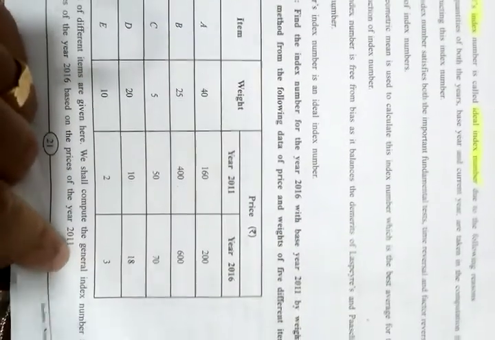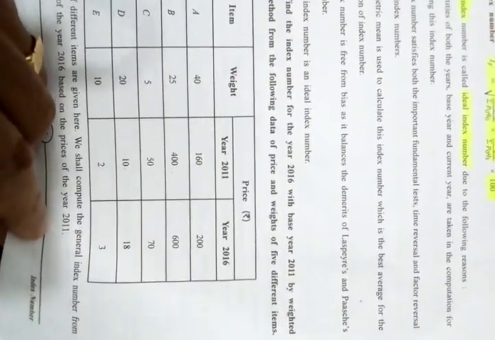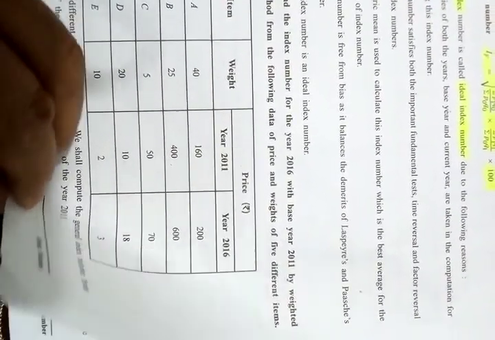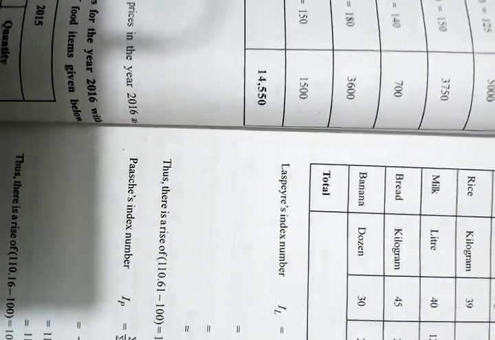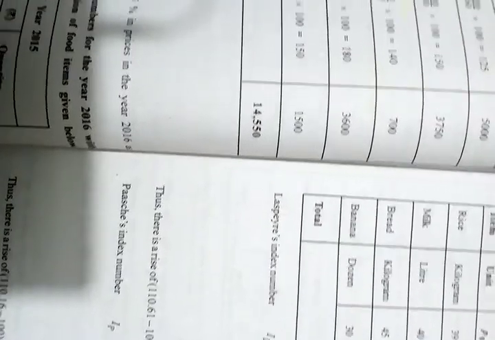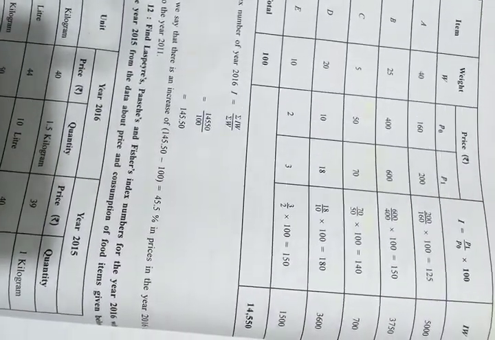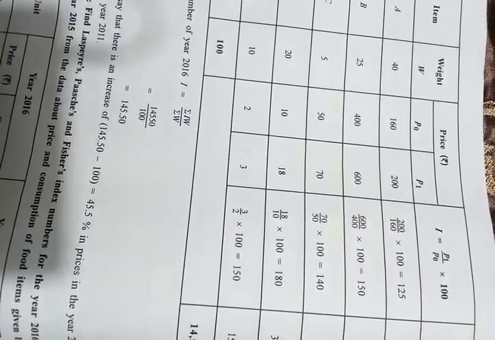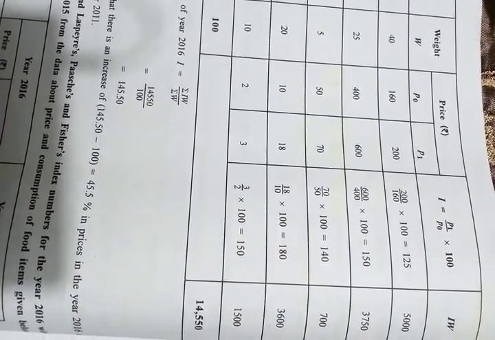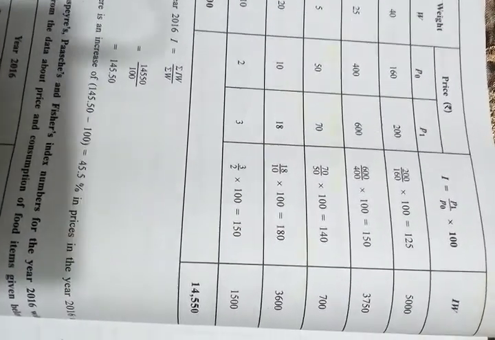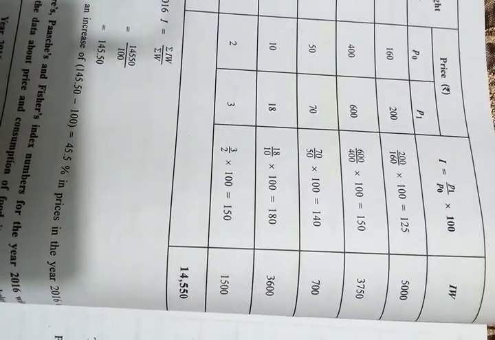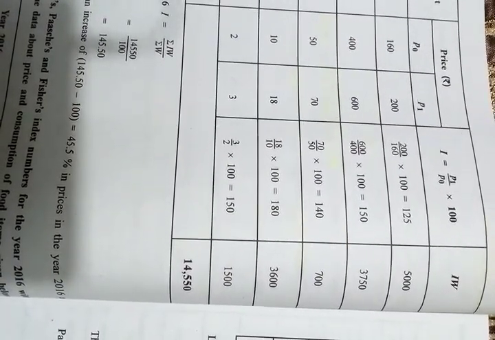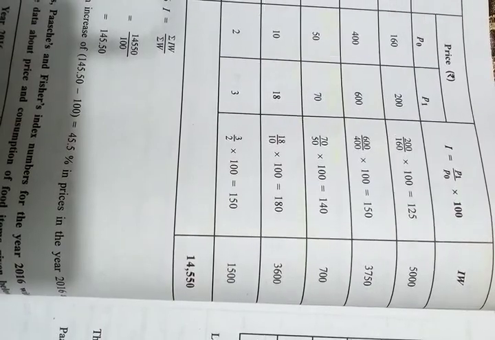How to proceed? We know the formula of index number. Index number I is equal to sigma IW upon sigma W. W is already available here, that is the weight. With regard to I, we have to calculate it. We know the formula I is equal to P1 upon P0 into 100. P1 is the current year's price and P0 is the base year price.